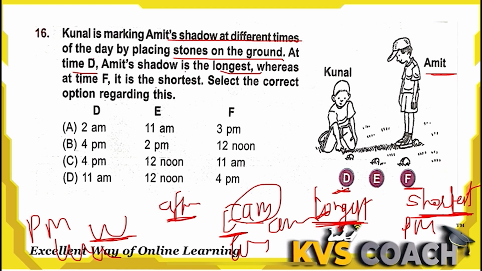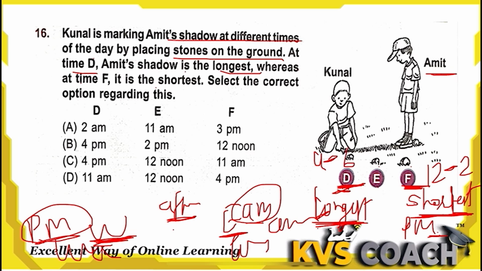In the afternoon, the shadow is shortest. If F is shortest, it means this is afternoon time. I already told you, the longest shadow will be in the evening. So this is the evening time. If the shadow is shortest, F is the afternoon time, that will be 12 to 2. E is longer than F and D is the longest. It means D is the evening time, around 4 to 6.